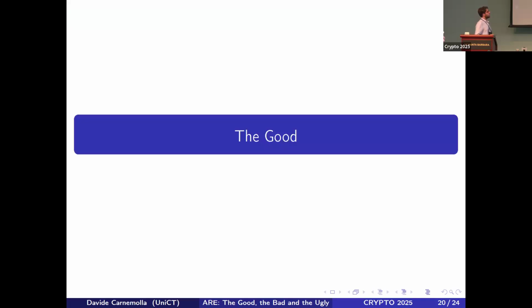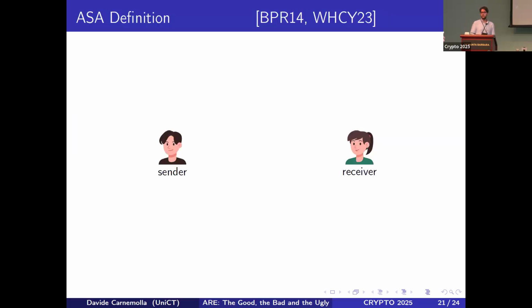Okay, so now we can talk about the good news of our paper. And the good news is that we found a strong connection between anamorphic encryption and algorithm substitution attacks. So let's recall what algorithm substitution attacks are. Again, we have a sender and a receiver. But now we have an additional party that is called Big Brother. And this party can be seen as a provider of the implementation of the encryption scheme that will be used by the sender and the receiver to communicate in privacy.